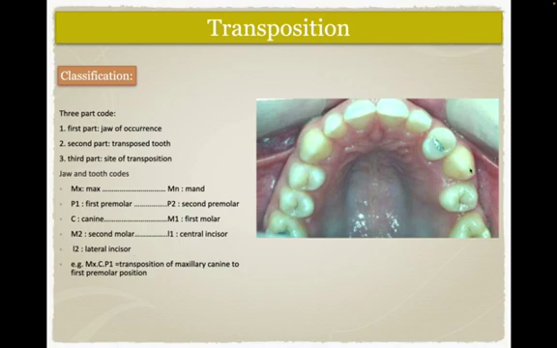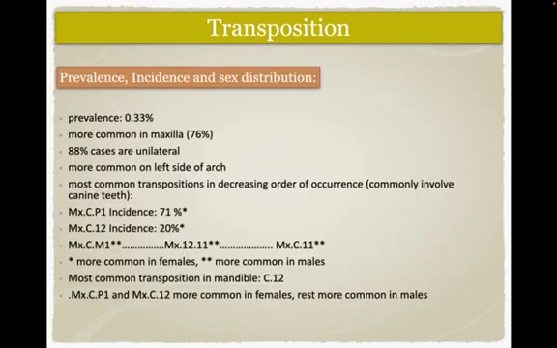So now if the canine is moving to this place, and that happened in the maxilla, so the first component we write MX, and then which tooth has moved or transposed is the canine, so we write C. And then it took the place of the first premolar, so then we write P1. So that will be the code or the classification for this kind of transposition.